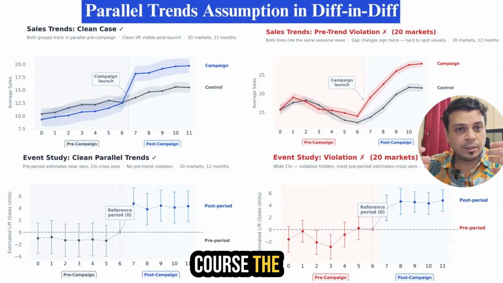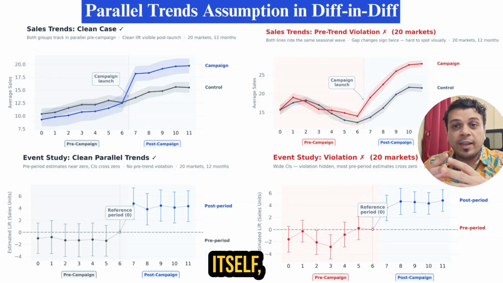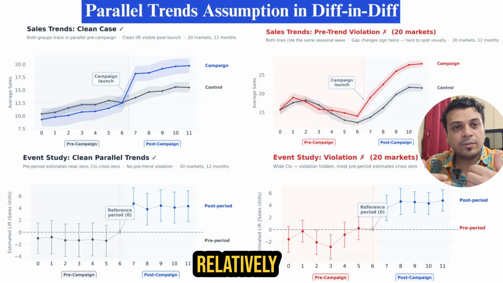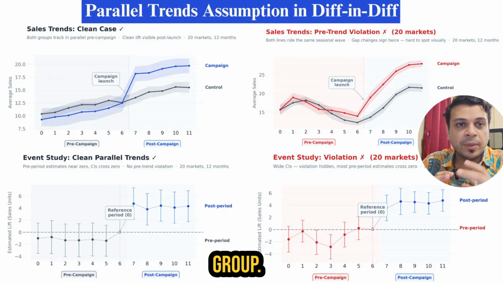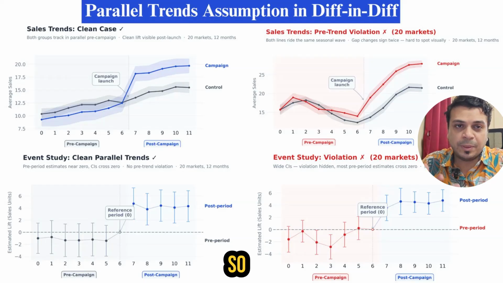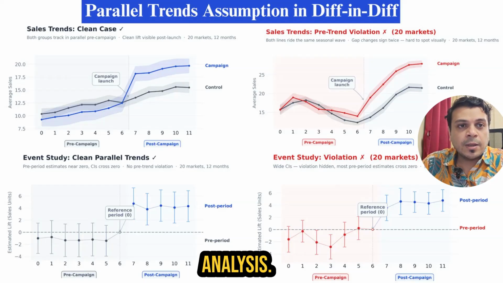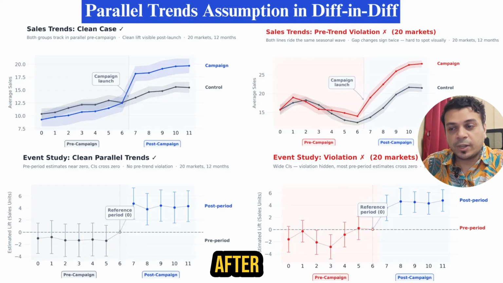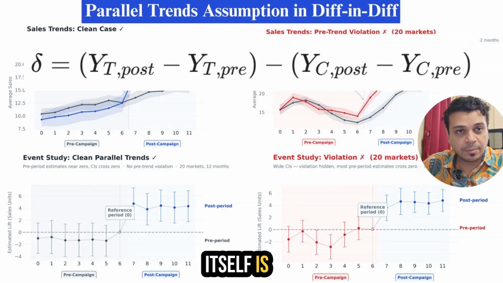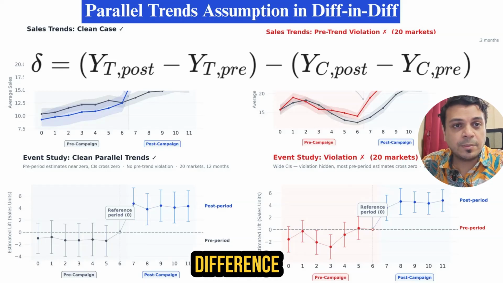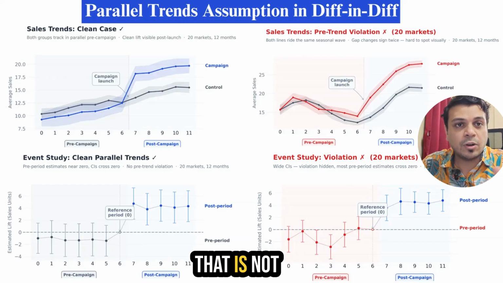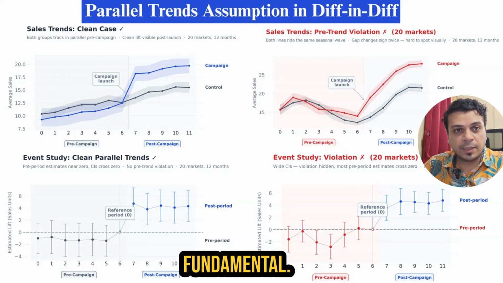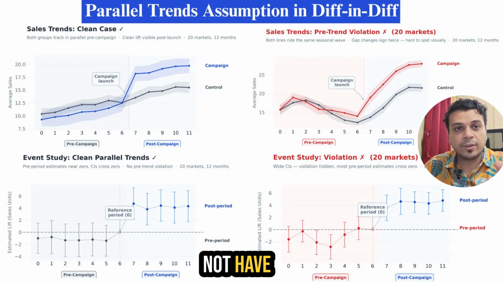So apart from, of course, the intricacies of the technique itself, in this case, as you could understand, it's a relatively simple concept. One could easily say that, hey, I can have a holdout group and just measure the differences, so basically do a before-after analysis. But how do you do that before-after analysis? This equation itself is a before-after analysis, a temporal difference in outcomes between treatment and control, but just that is not enough. One of the most fundamental things is that you should not have what's called a violation of the parallel trends assumption.